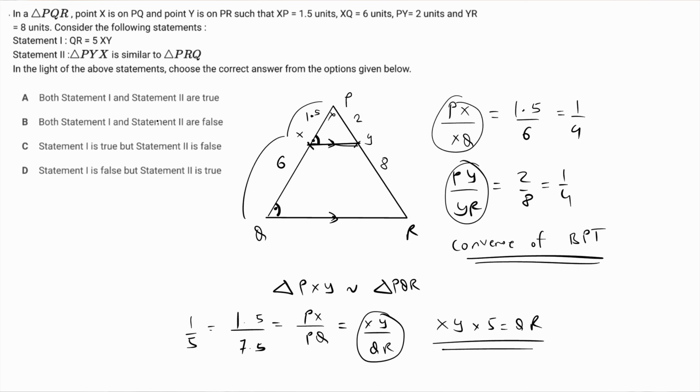Now if you look at both the statements, statement 1 says QR is 5 times XY. Yes, that's absolutely correct. And triangle PYX is similar to triangle PRQ. Yes, that's also absolutely correct. So both statements 1 and 2 are true. That's the A option. Okay, pretty simple question, completely based on BPT. If you know the BPT, the basic proportionality theorem, it's a very easy question to solve. The answer is option A.